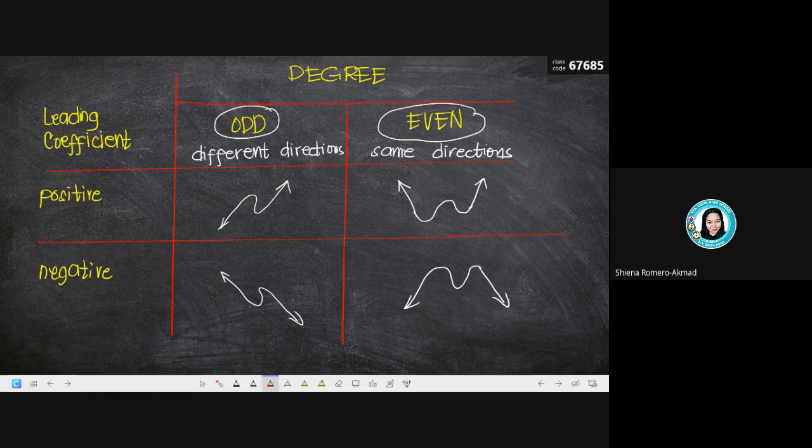So, dito we can say that the left falls and the right rises. Dito naman, left rises and the right falls. Ito naman, both rise and ito naman, both fall. Yan. Okay. So, yan po yung first part ng graphing of polynomial.